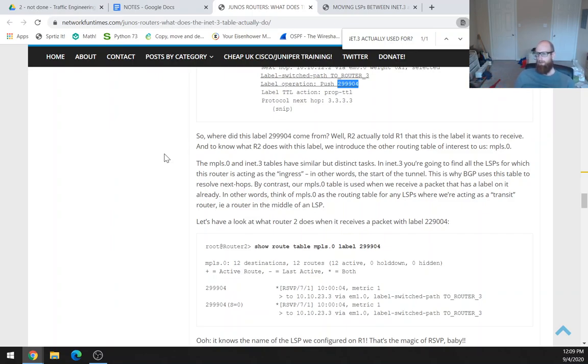In inet.3, you're going to find all the LSPs for which this router is acting as the ingress. In other words, the start of the tunnel.